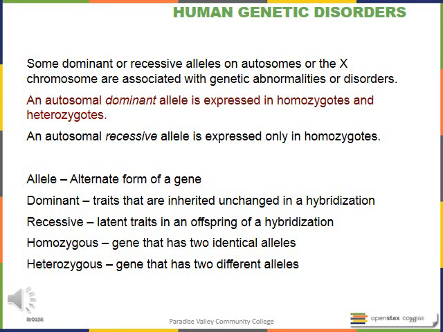Remember, autosomes are everything but the sex chromosomes. Some dominant or recessive alleles on autosomes or the X chromosome are associated with genetic abnormalities or disorders. So basically what this sentence is saying is any one of your chromosomes can acquire a defect, a disorder or an abnormality. It can be on a dominant one or a recessive one. Those are your only two options, dominant or recessive. And it can be on an autosome or an X chromosome.